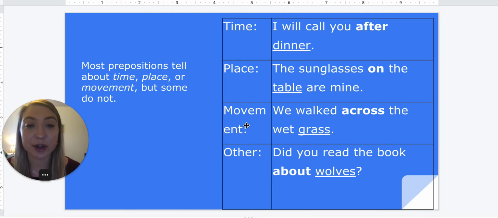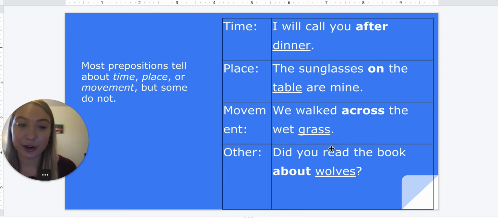Some prepositions also talk about movement. When we read this sentence, we walked across the wet grass, the movement would be across. What did you walk across? The grass. That's our object of the preposition. We still see words in between the preposition and the object of the preposition. Remember, the is our article adjective, and wet would be our adjective talking about the grass. But we know our object of the preposition is going to be a noun or a pronoun, and grass is a noun. So that's how we know. We're walking across what? The grass.